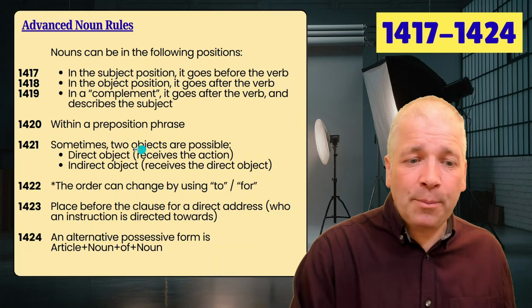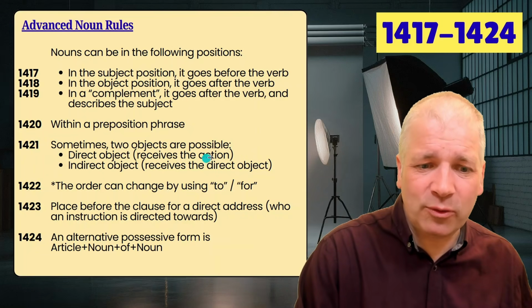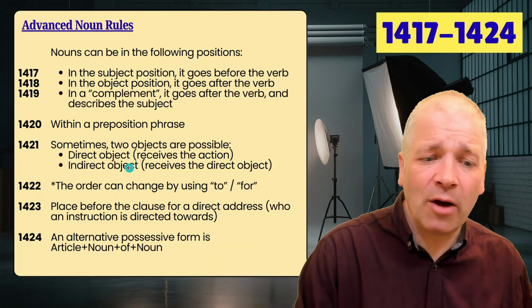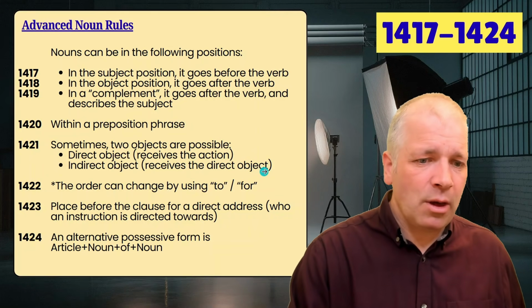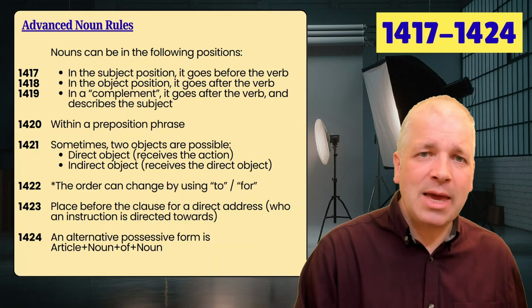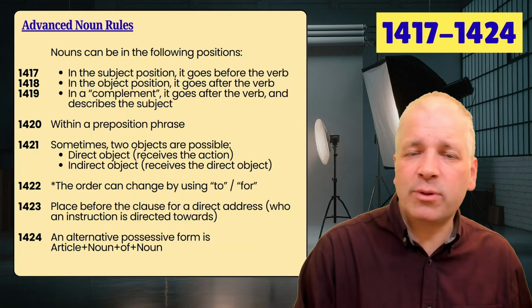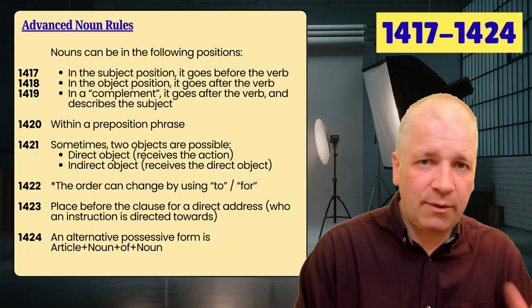Sometimes two objects are possible, the direct object which receives the action and the indirect object which receives the direct object. So she gave me a pen. The pen receives the action and I receive the object.